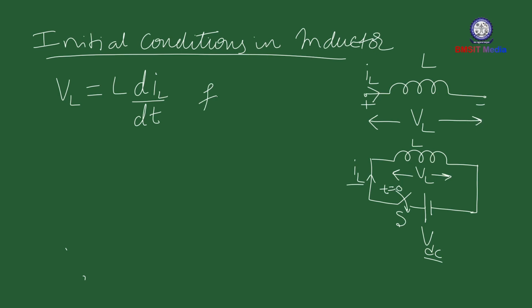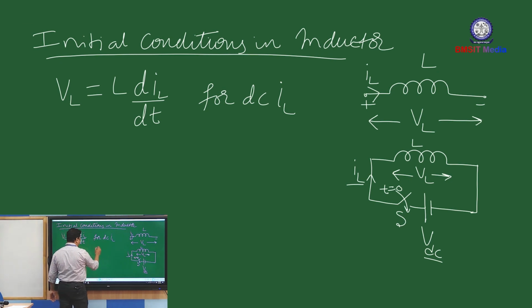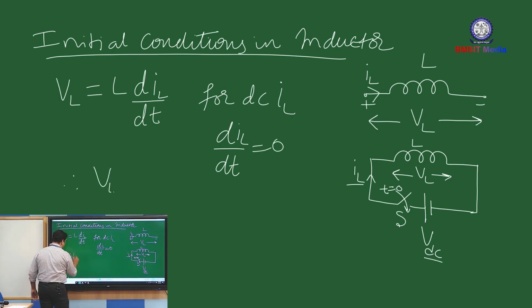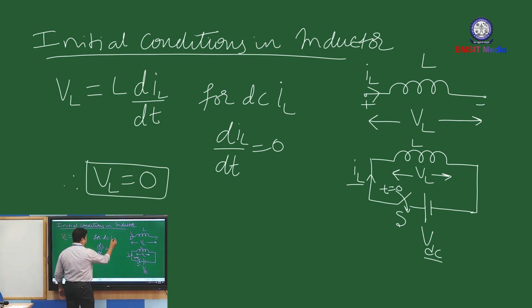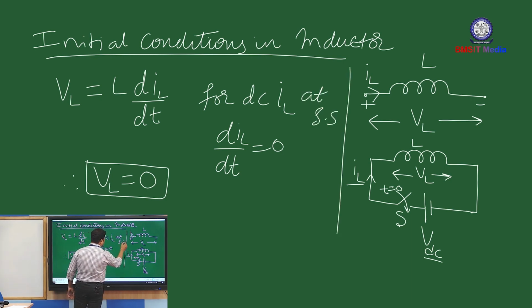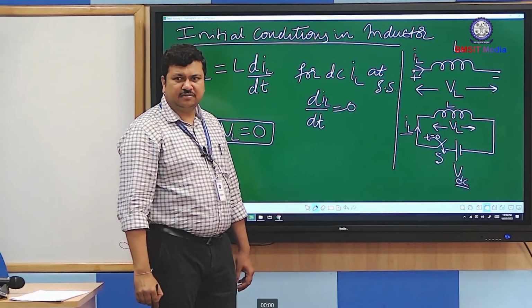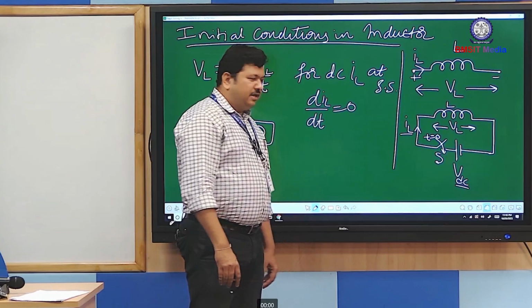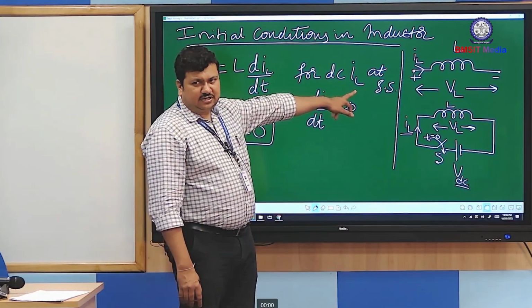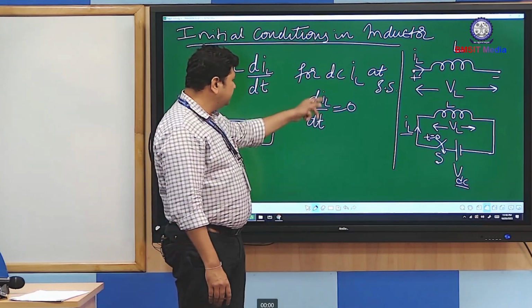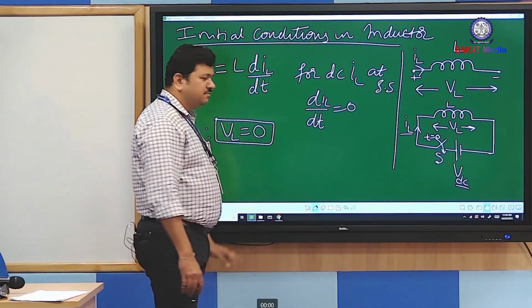Okay. So for direct current IL, my dIL by dt is equal to 0. Therefore, my VL is equal to 0. For DC IL at steady state, dIL by dt is 0 because IL remains constant. At steady condition, my IL remains constant. Therefore, the differentiation of a constant is 0. Hence, my VL becomes 0.